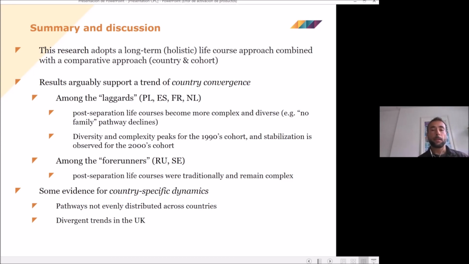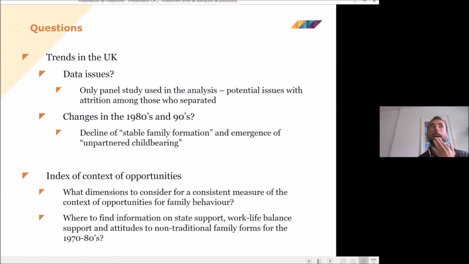All right, but we also have some evidence against the idea of convergence. For instance, the pathways that we have identified are not evenly distributed across countries in recent periods. And perhaps more importantly, an exception here to convergence is the UK, which shows more divergent trends, potentially due to stronger path dependencies, or perhaps this is a data artifact, who knows.